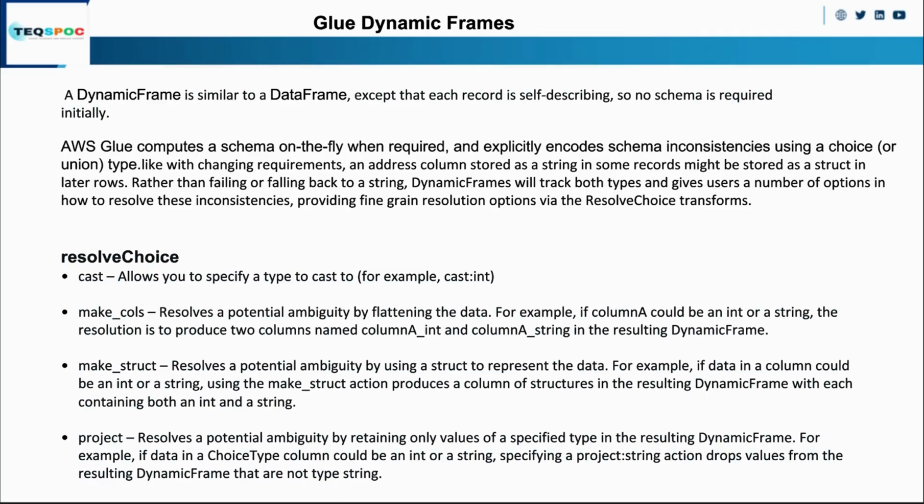And similarly, make_cols and make_struct work the same way. One will give you separate columns. The other one will simply put everything into one column with different values.